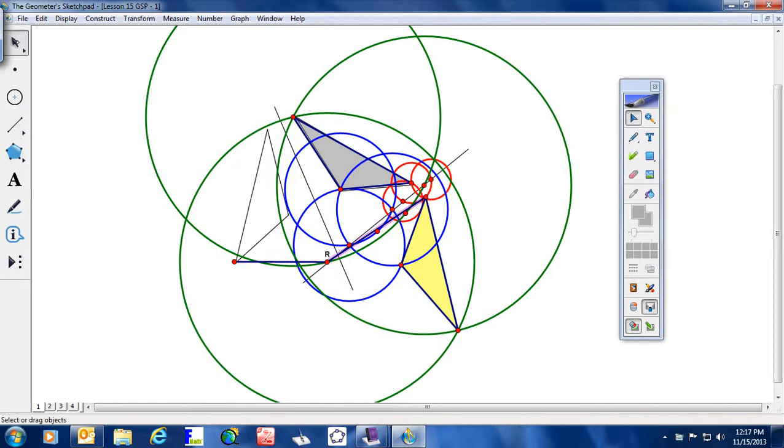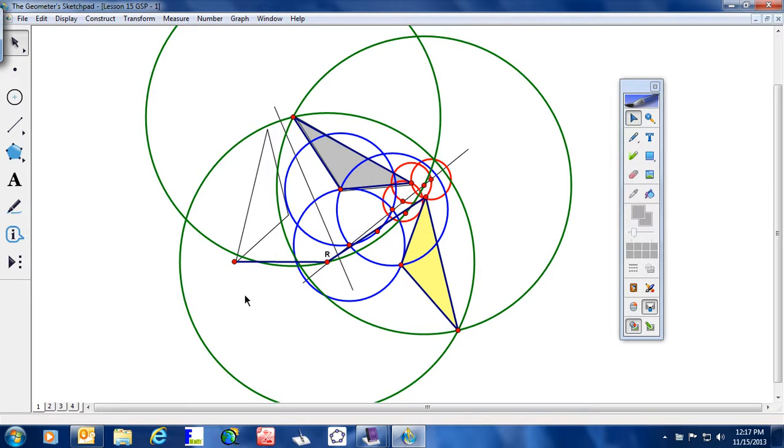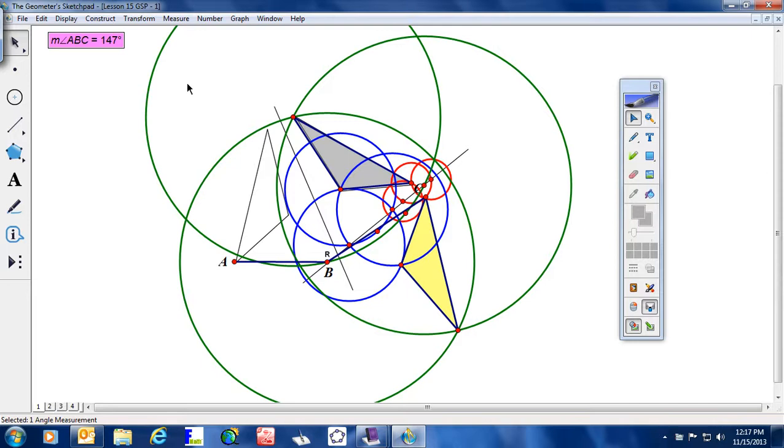So if I can measure this angle here, let's try again. Ooh, I did it. There you go. 147 degrees. That is how much we rotated it around point R. Right? In this picture. I don't know how accurate that is compared to what's in your workbook.